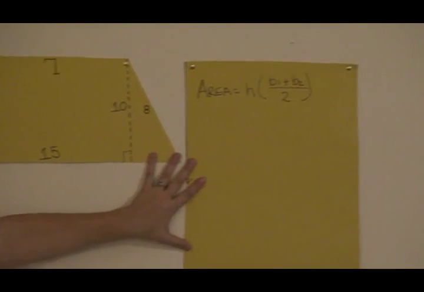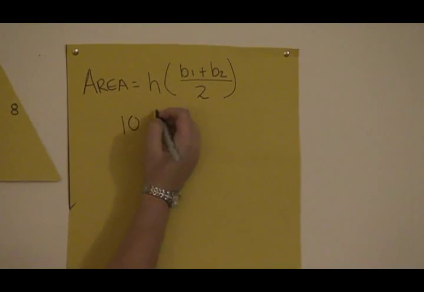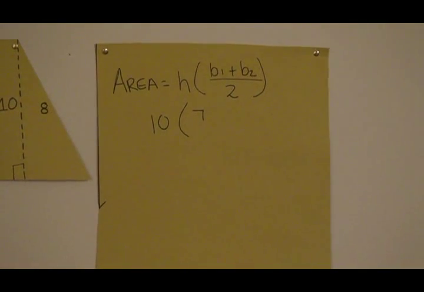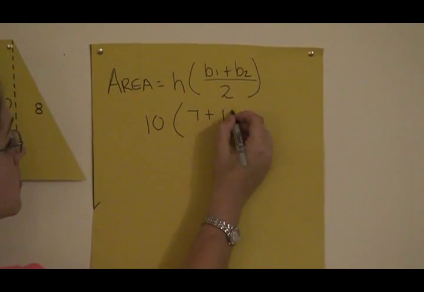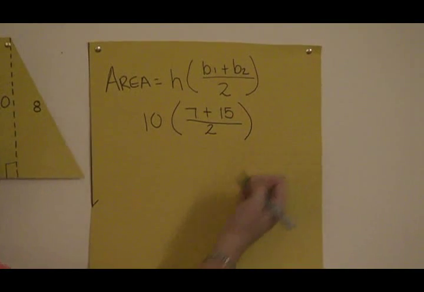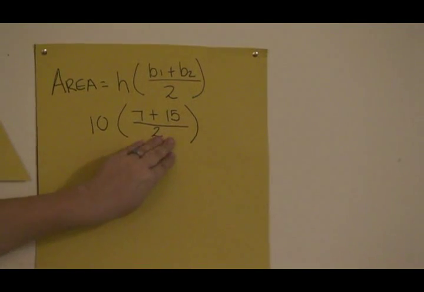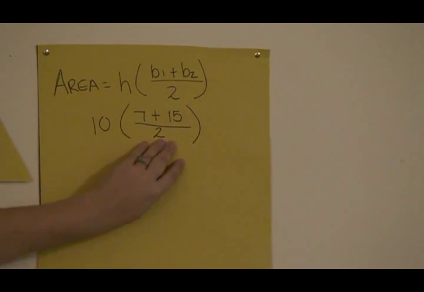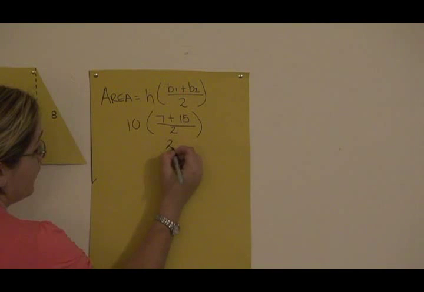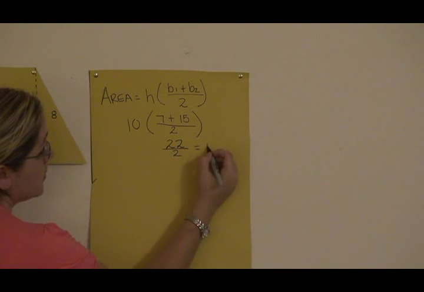So now let's go ahead and put the numbers where they belong. Our height is equal to 10. Our base 1 is 7. Our base 2 is 15. And we're going to be dividing the sum of those numbers by 2. Going with our order of operations, we need to go ahead and clear out this parentheses before we go any further in solving this equation. 7 plus 15 is equal to 22. We know that 22 divided by 2 is equal to 11.